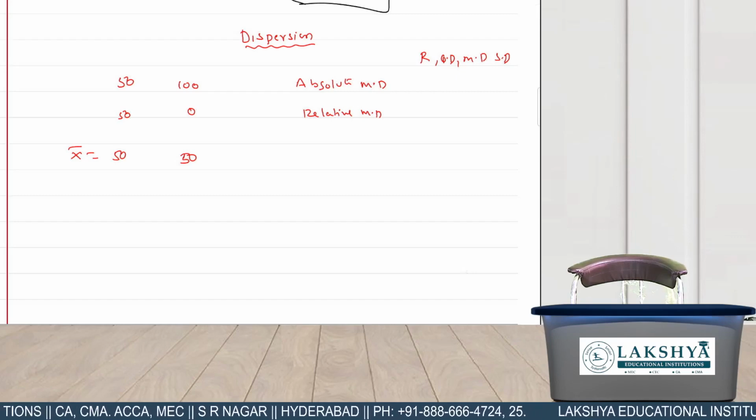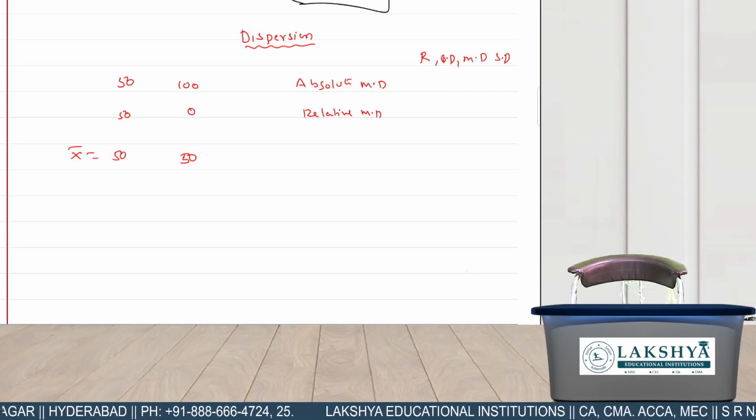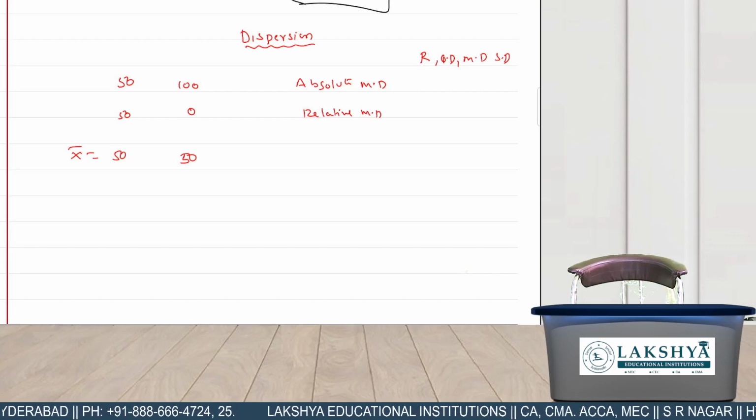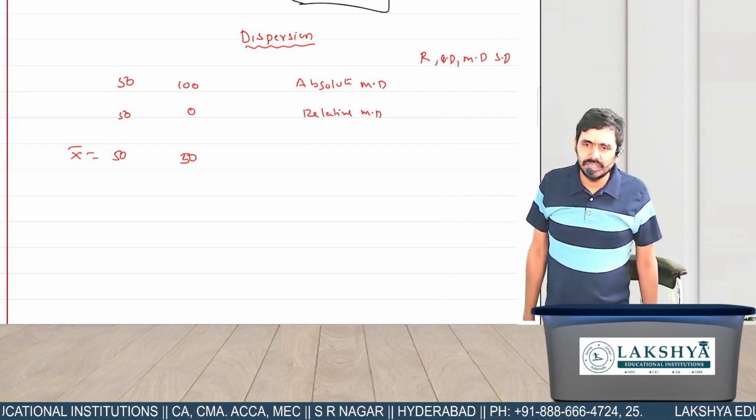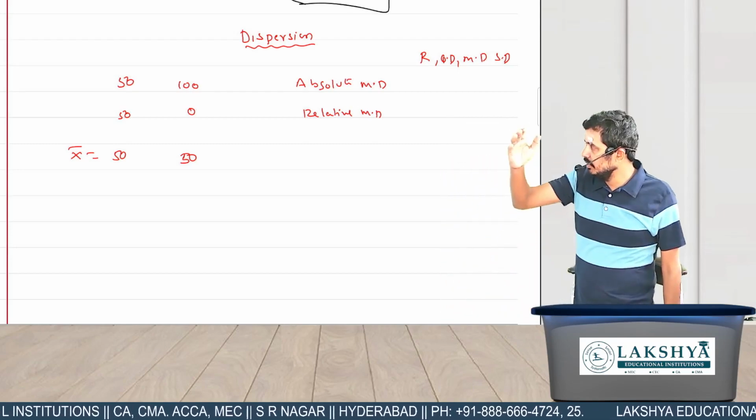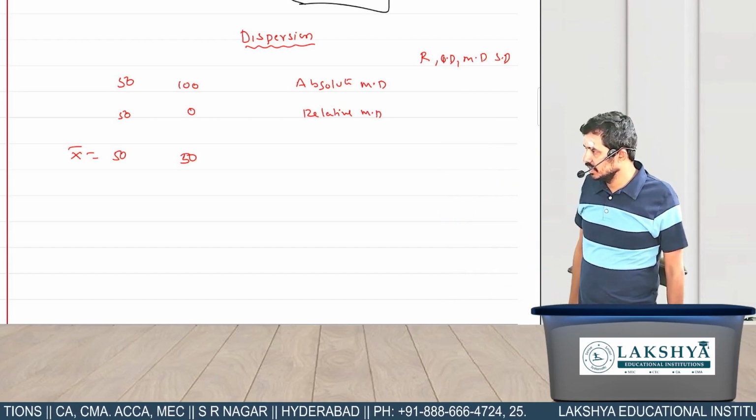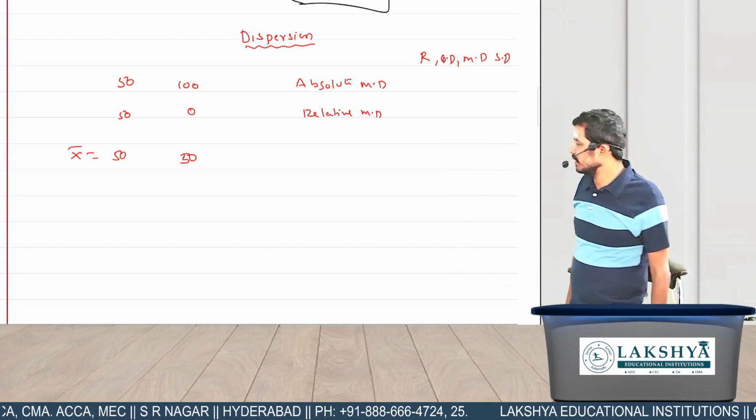Coming to the relative measures of dispersion. Relative measures of dispersion are free from units, and these are somewhat difficult to calculate compared to absolute measures. These look like ratios. What is the representation of a ratio? A ratio is always of the form A is to B. Numerator units and denominator units get cancelled. That's why these are free from units.